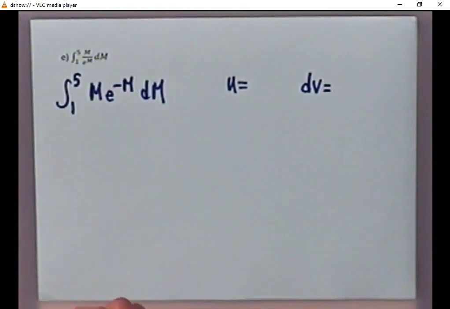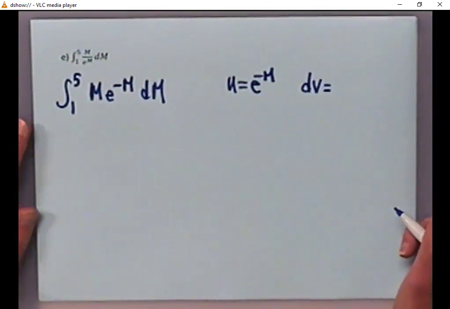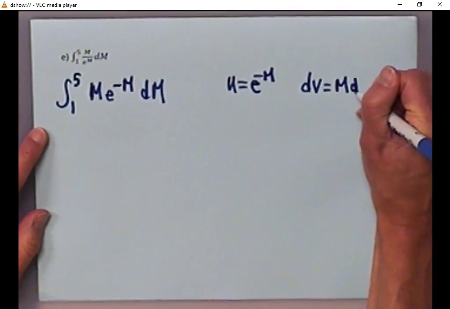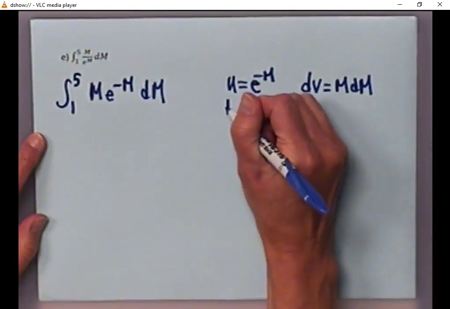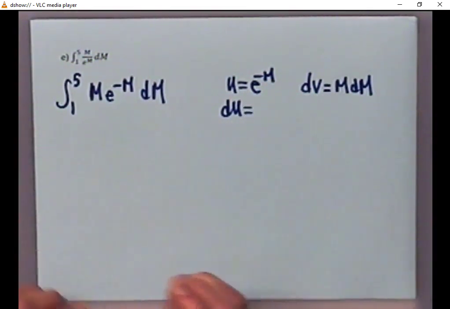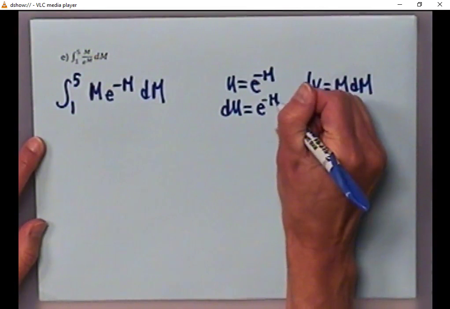Which one do you think I would let be u on this one? m or e to the negative m? e to the negative m for u? Okay, then dv would be m dm. Okay, let's try that. So then what's du going to be? Yeah, what's the derivative of the exponential? It stays the same, right?